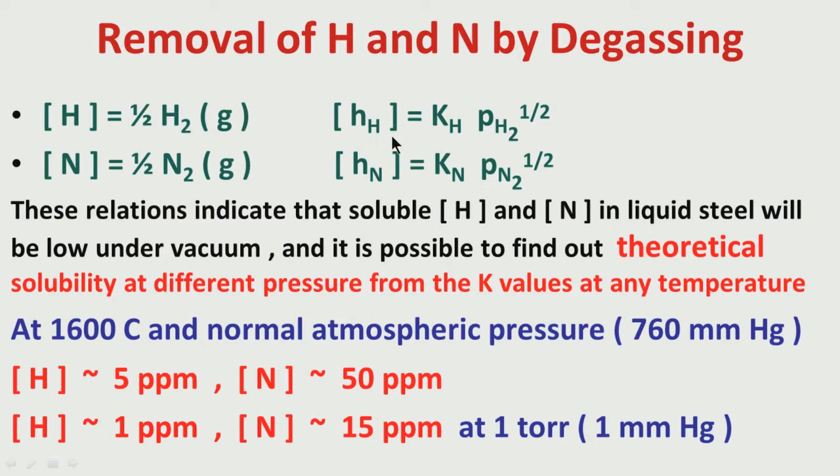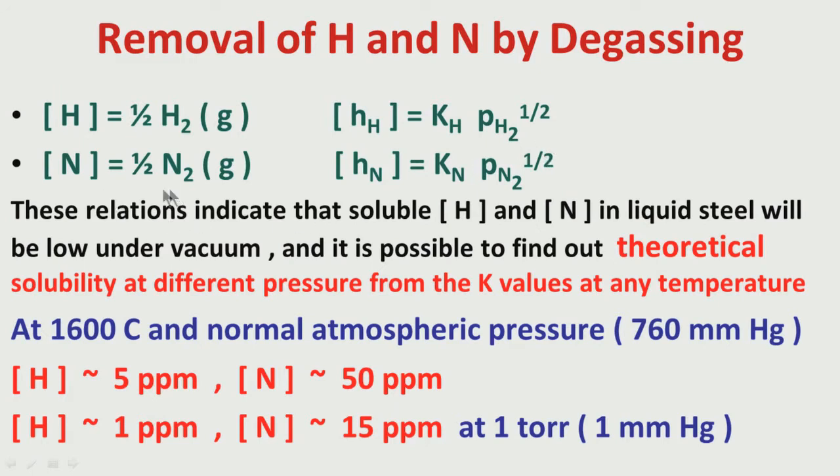The Henrian activity of hydrogen is equal to the reaction constant Kh into the partial pressure of hydrogen to the power half. Hydrogen is a gas here. So, what is the activity of hydrogen? It is the partial pressure of hydrogen, because you do not have only hydrogen, there are other gaseous constituents, like in the atmosphere there may be hydrogen, there may be nitrogen, there may be hydrogen getting generated. So, the partial pressure is important.